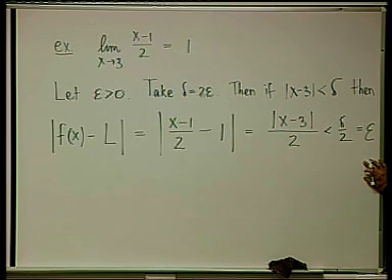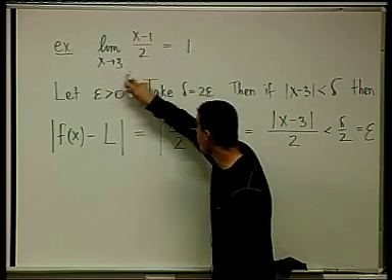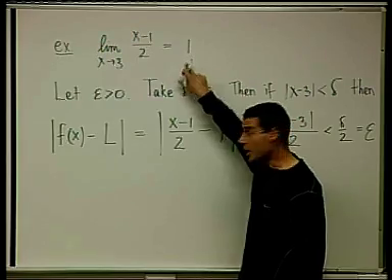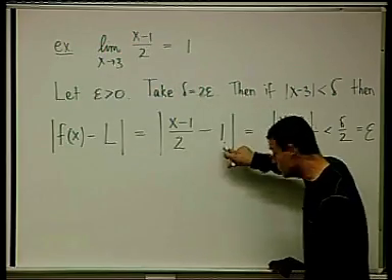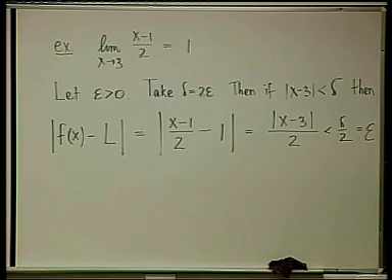So we just proved that the limit exists. No! We just proved that the limit of this thing as x goes to 3 is 1. Not just that it exists, that it's 1. That 1 is the limit. Okay?